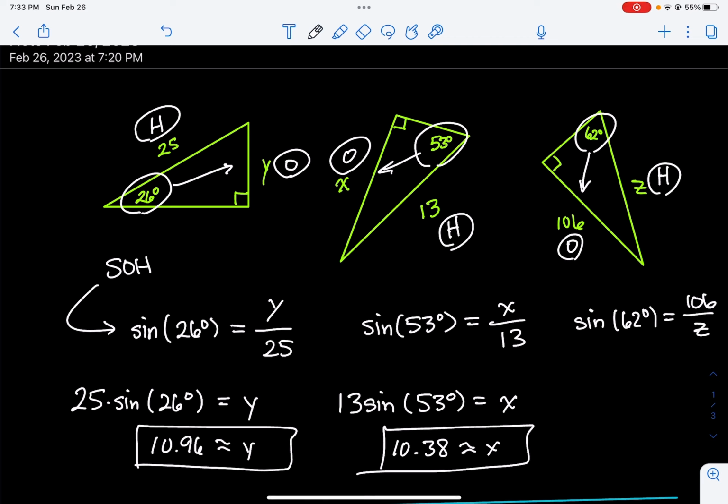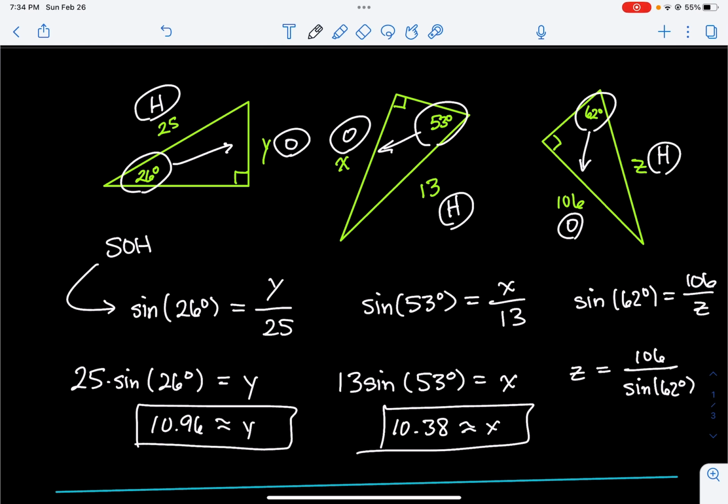So it's slightly different, so it's going to solve in a different way. When you solve this for z, you should get z equals 106 over sine of 62. If you don't see how I got that, just go through those steps very carefully. I didn't show all the steps here, but just solve it like you normally would. And again, this is something we could put into our calculator. So this gives me that z is approximately 120.05. Those are just some basic examples with right triangles.